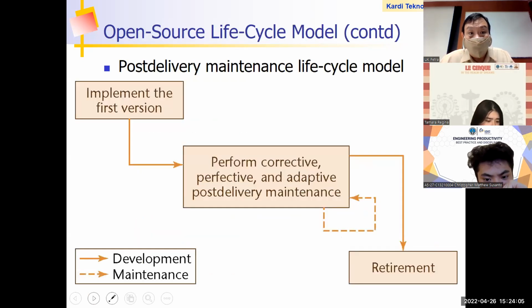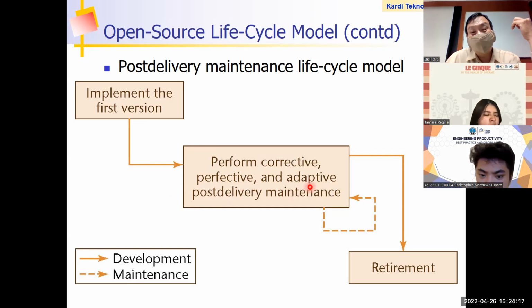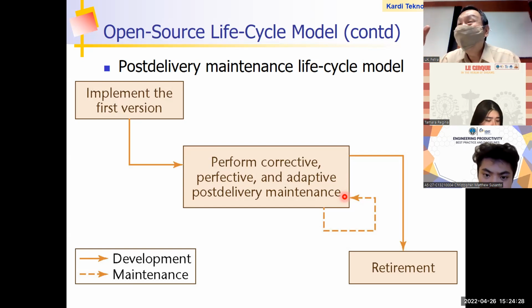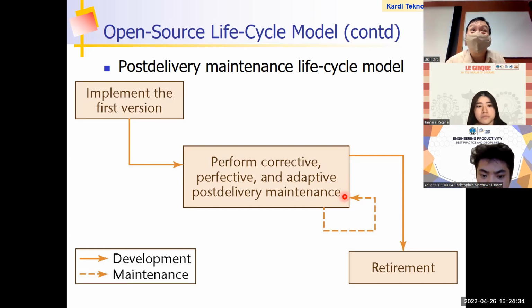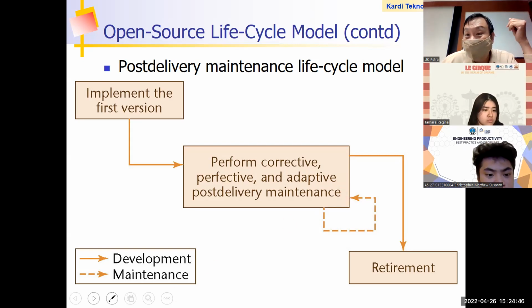If you look at the model, I put it into a diagram. First, implement the first version, and then you do corrective maintenance, perfective maintenance, adaptive maintenance, and then restart. Look at this model. What is this? This is exactly the same as the first one, right? The code and fix. I thought code and fix is the worst. But why do we have an open source model which is exactly similar and some are successful? What is the key idea here?